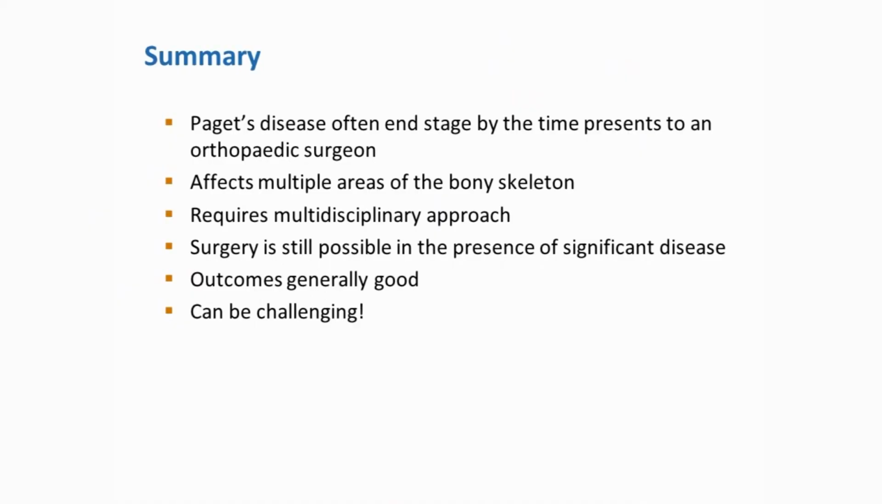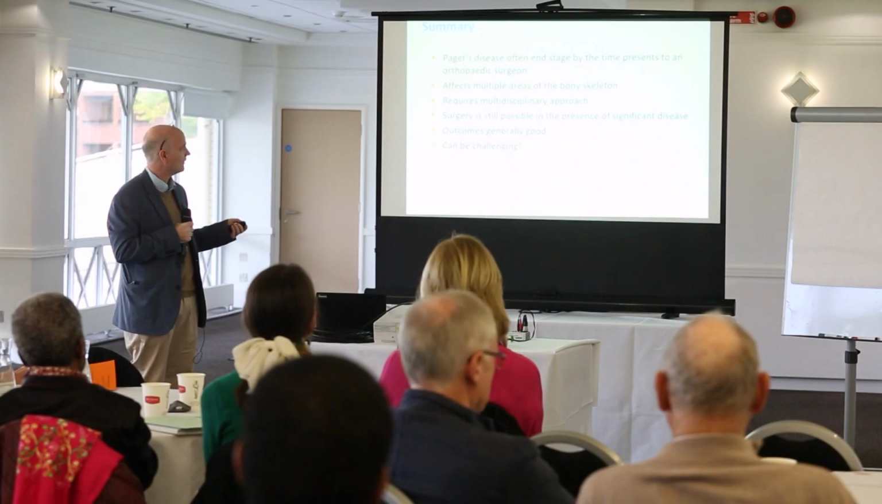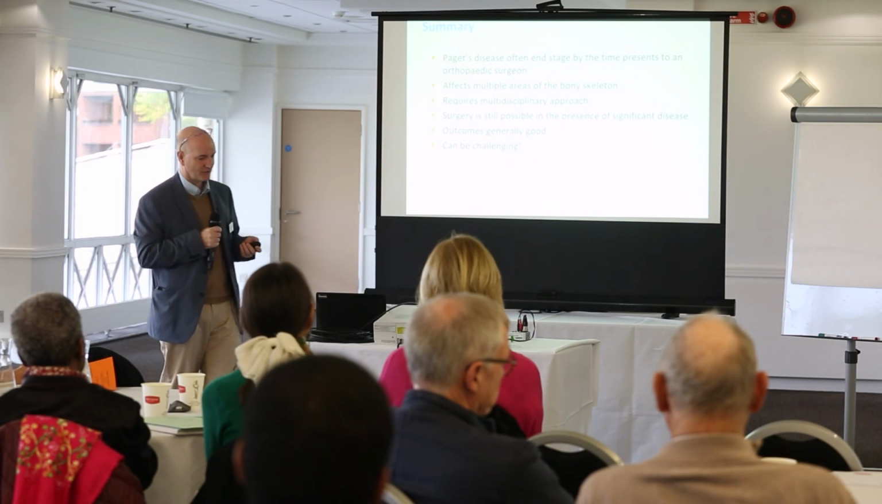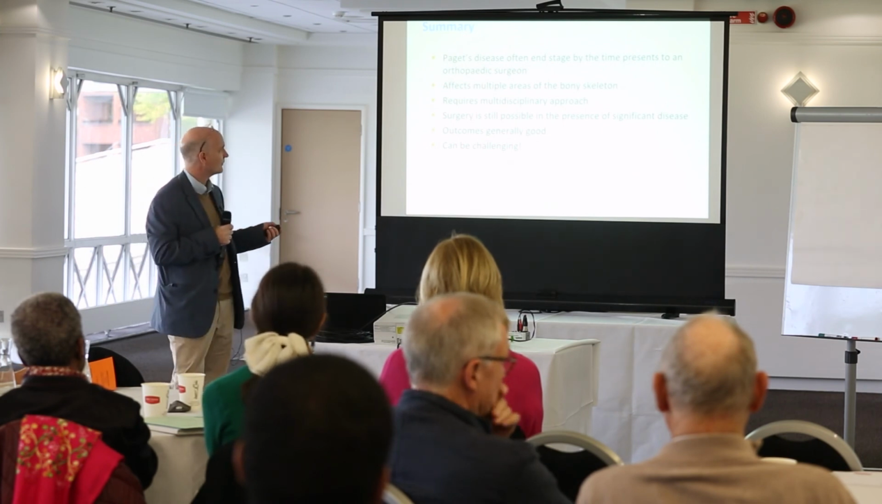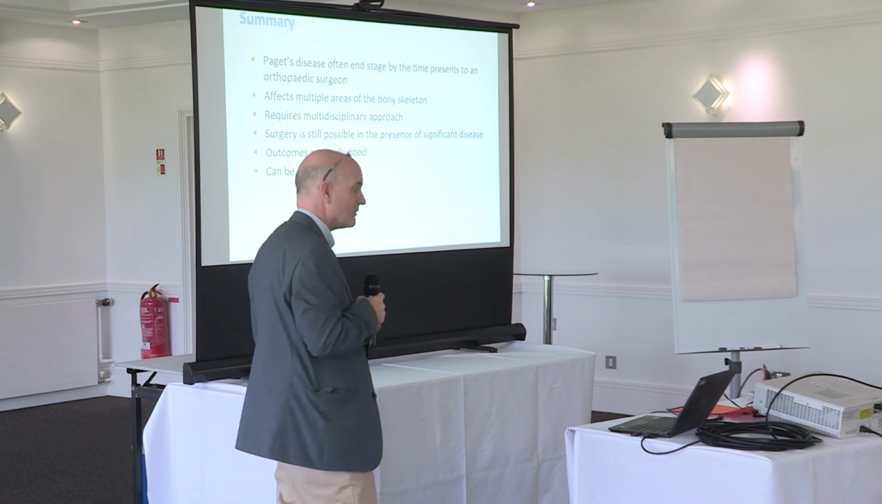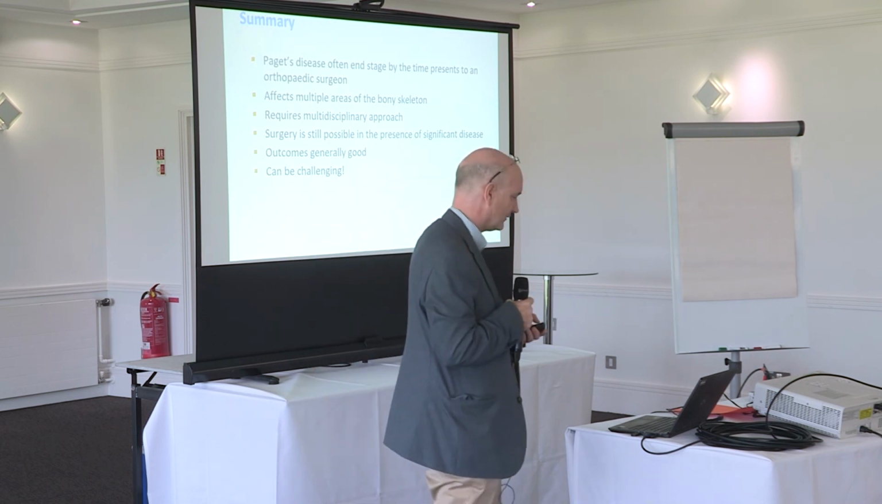But very rare. So in summary, Paget's disease is often end stage by the time it presents to an orthopedic surgeon, usually with joint pain due to arthritis. It can affect multiple areas of the bony skeleton, but may affect just one. We rely on a close cooperation with our metabolic bone colleagues to treat it, to normalise the disease activity before surgery. And even if the disease is bad, orthopedic surgery is still quite feasible, and the outcomes are generally very good and no different to arthritis from any other cause, provided you use the right prosthesis. But it can be challenging and sometimes require some special techniques.